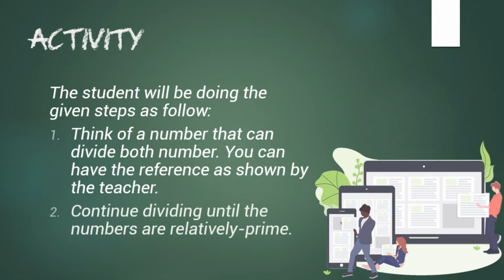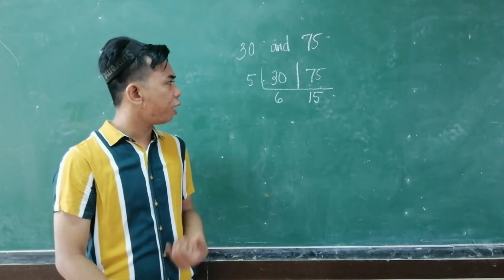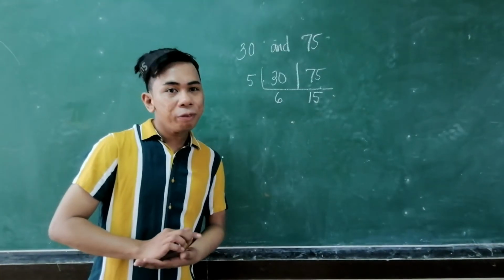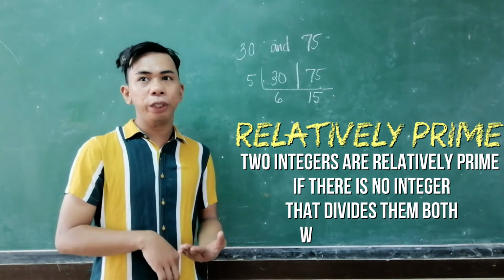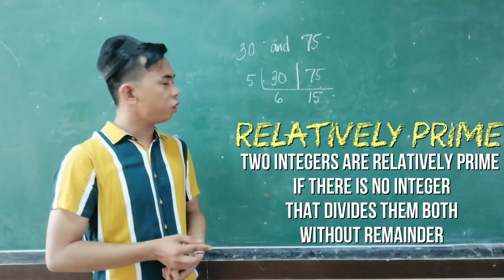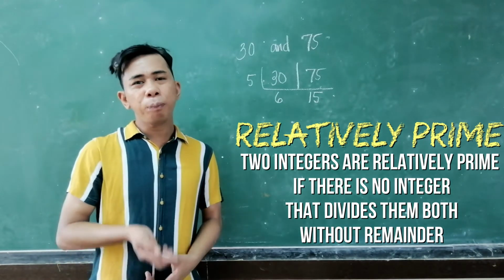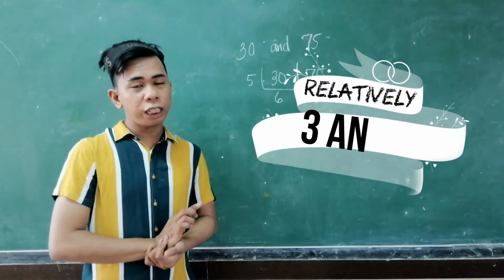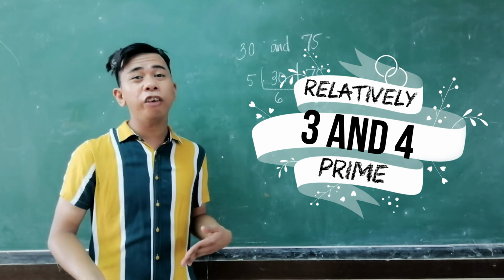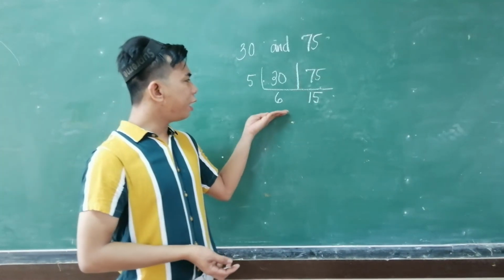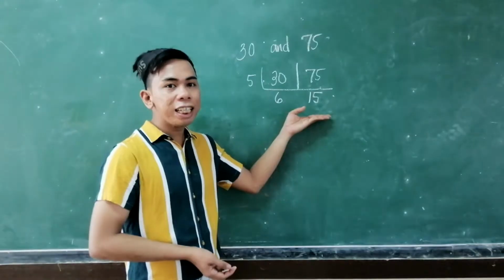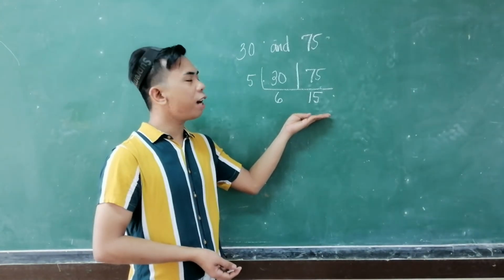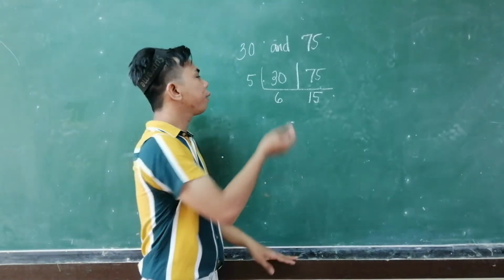Continue dividing with a number that may divide those numbers until the numbers below are relatively prime. When we speak of relatively prime, it is the numbers that do not have a common divisor. So let's take for example, 3 and 4 has no common divisor that can be divided into both numbers, so they are relatively prime. In this case, 6 and 15 have a number that can be divided into both, so that would be 3.